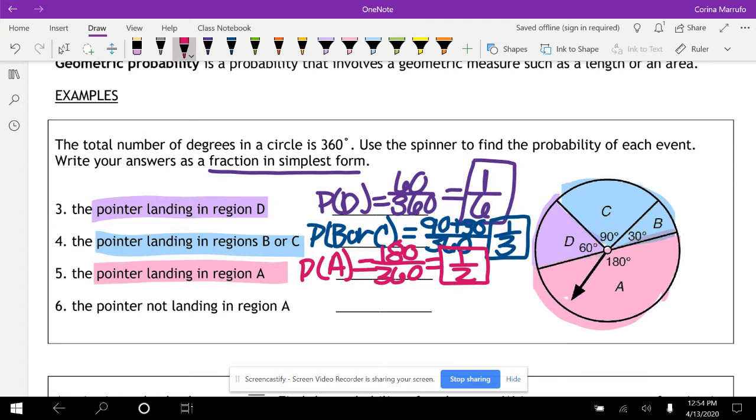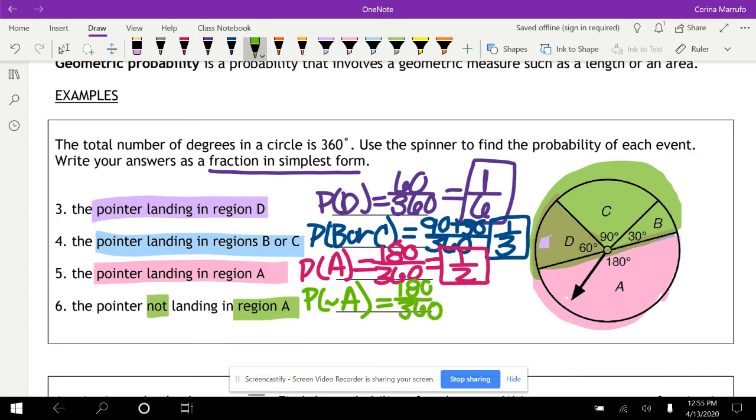All right, and then the last one. The last one says for the pointer to not land in region A, so it's going to be the rest of these. So it's going to be the 60 plus the 90 plus the 30, which gives us the probability of, this is a symbol for not, so not A. And that is going to be 180 out of 360, which is also 1/2.